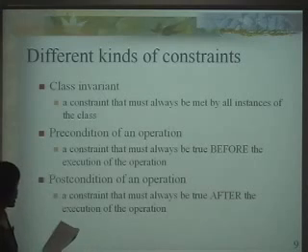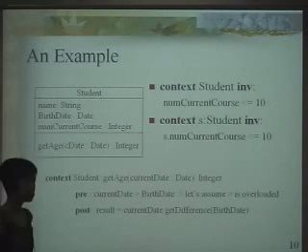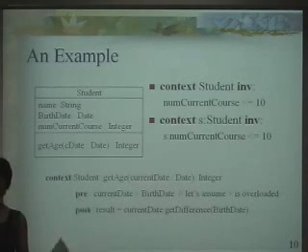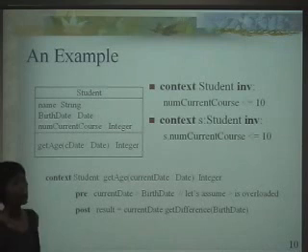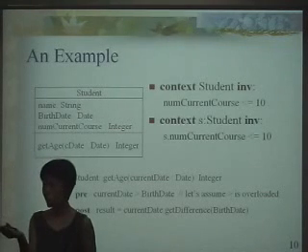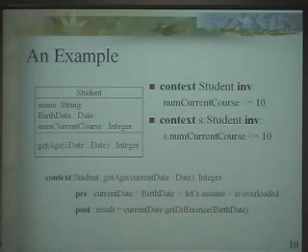All right, so let's take a look at an actual example. Here are the keywords in bold. The word context is important, so you always start off with the context. In the class invariant situation, the context is the class. But for pre and post conditions, the context would be the operation itself, as I said. I will show you the syntax for that.